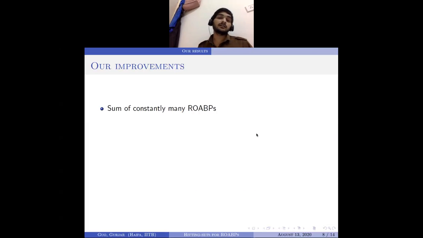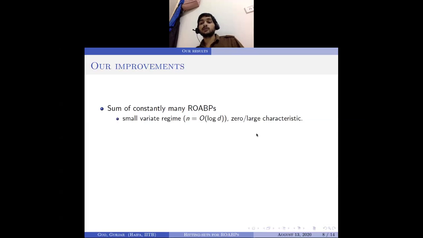The second variant we considered was sum of constantly many ROVPs. In particular, this was most interesting when the number of variables is small, which is of order log d, logarithmic in the degree, and the characteristic is zero or large. That's the most interesting setting for us. And here, the earlier result by Bisht and Saxena was that they had polynomial in r^(log D), while we can get polynomial in D times r^(log D).